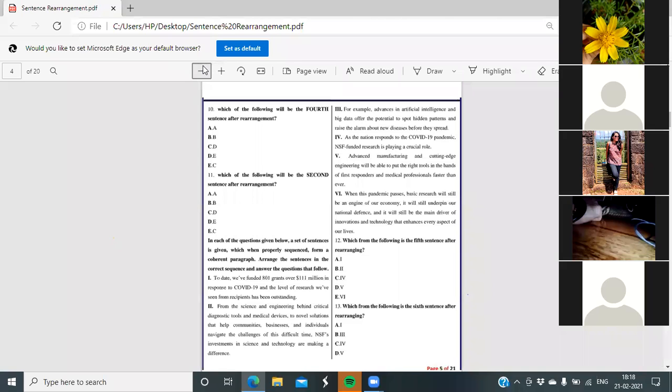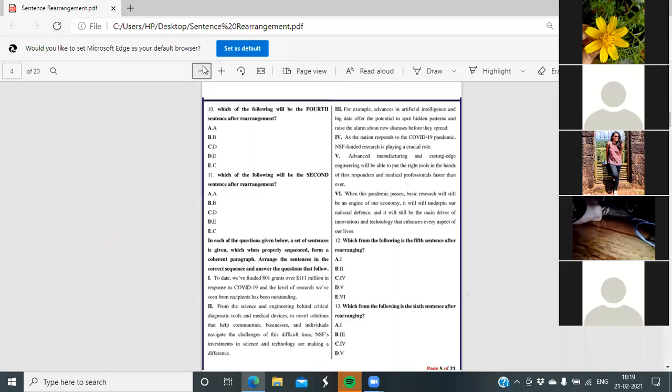Then, as the nation responds to COVID-19 pandemic, NSF funded research is playing a crucial role. There should be someone who is funding. So this is the second statement. Then, from the science and engineering behind critical diagnostic tools and medical devices to novel solutions that help businesses and individuals navigate the challenges of this difficult time, NSF's investment in science and technology are making a difference. So first of all, we have mentioned that they are playing a crucial role. Then we have specified why they are playing a crucial role.